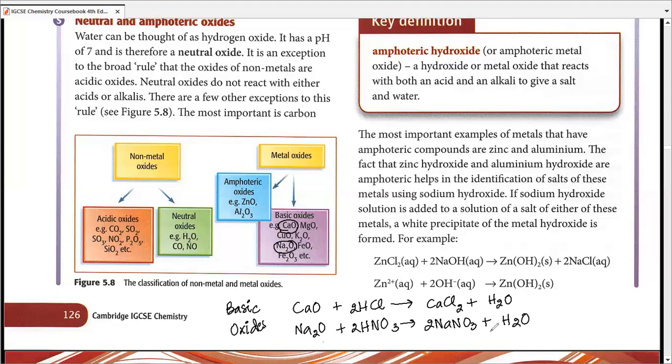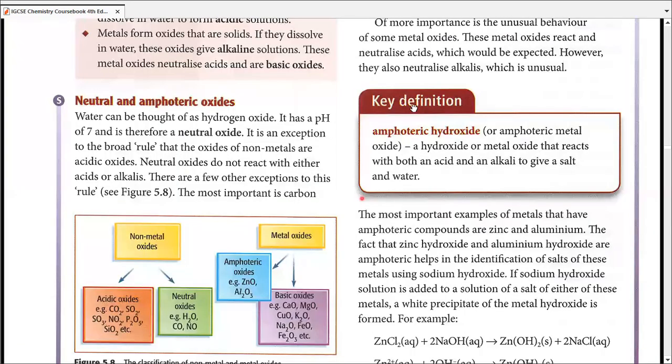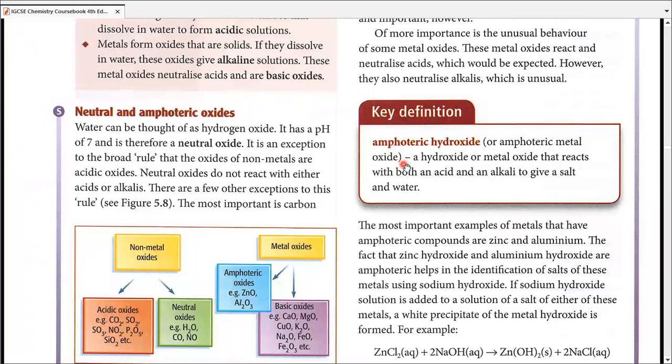Okay, next up are amphoteric oxides. As I've already explained, amphoteric oxides act like both. This is also given over here in the key definition. Amphoteric oxide or a hydroxide, since both are possible, they react with both an acid and an alkali, and can give salt and water. So they react like an alkali with an acid, or they react with an alkali like an acid to give salt and water. So they give salt and water in both the cases.